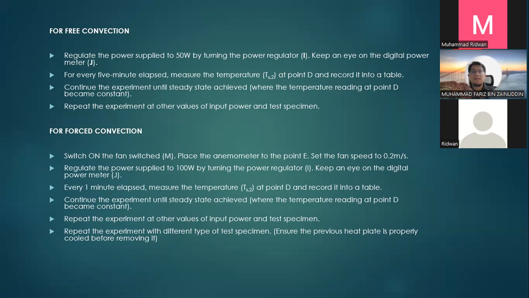For forced convection, switch on the fan switch M, place the anemometer to the point E. Set the fan speed to 0.2 meter per second. Then regulate the power supply to 100 watt by turning the power regulator I. Keep an eye on the digital power meter J. Every 1 minute elapsed, measure the temperature T2 at point D and record it into a table. After that, continue the experiment until steady state occurs where the temperature reading at point D becomes constant. Repeat the experiment at other values of input power and test specimen.